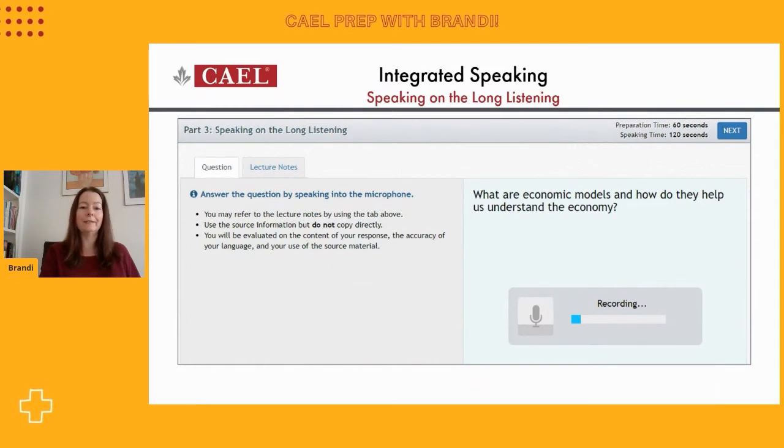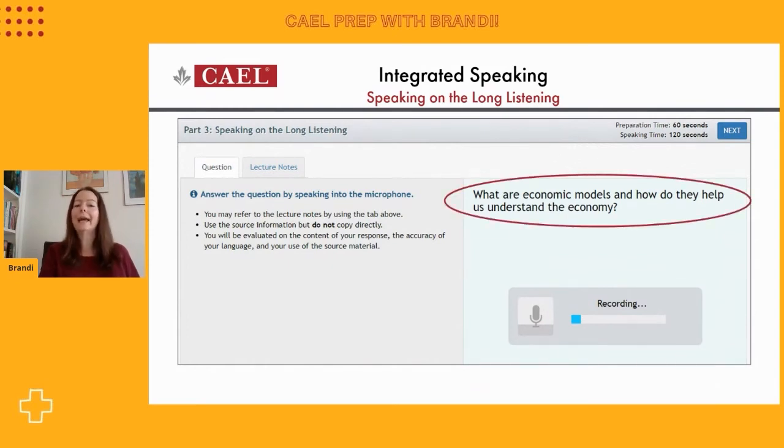So here's our question this time. This is from a past test. This one says, what are economic models and how do they help us understand the economy? So assuming this topic was about economics, so a different topic compared to the reading one. Likewise, on the test, you already would have listened to this lecture and answered questions. So the lecture is very fresh in your mind, and then you would speak to it.